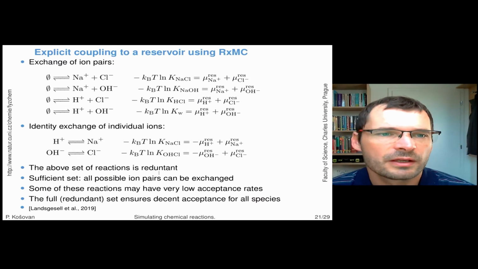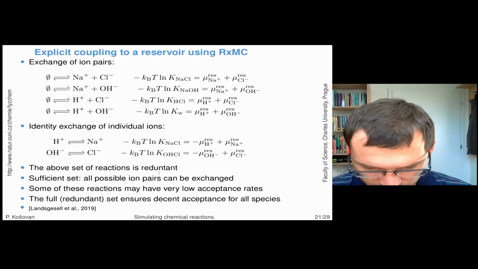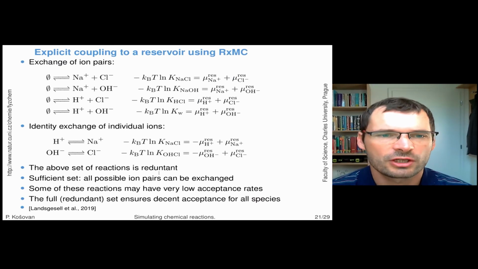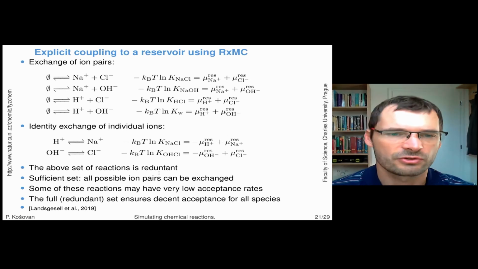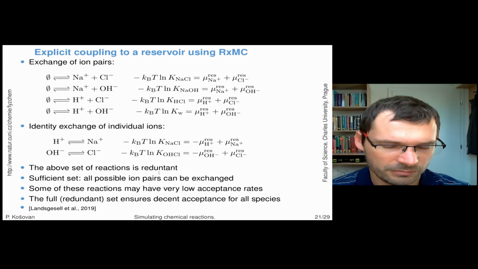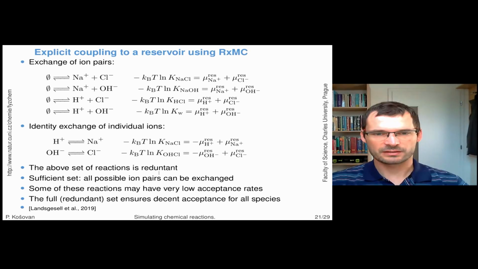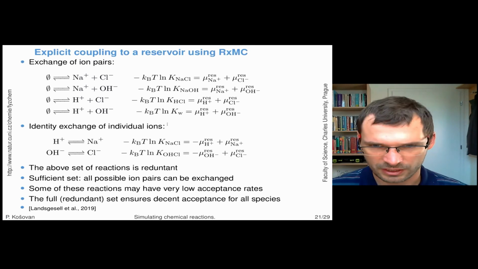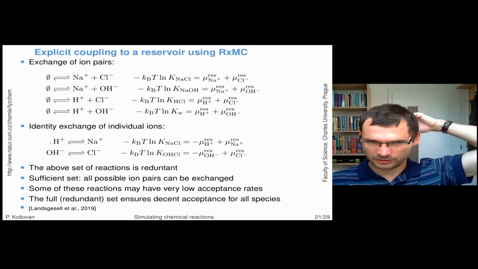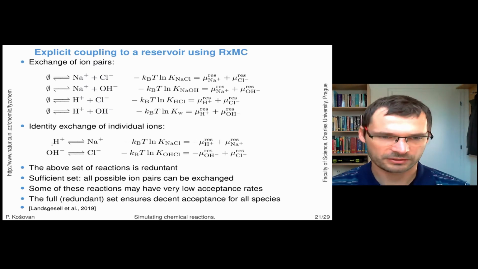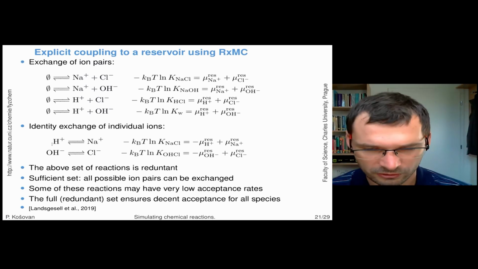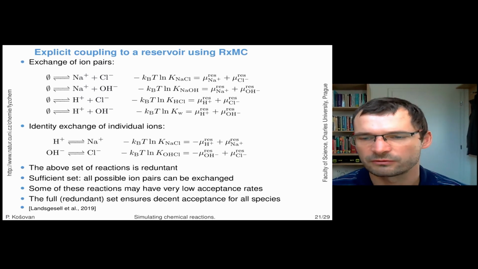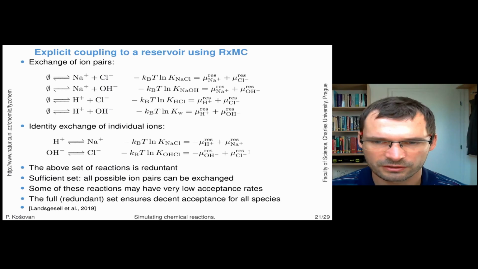Thus, we can explicitly couple our simulation to a reservoir with which it can exchange ions by using those 4 exchange reactions for ion pairs. And I can supplement them by the identity exchange of individual ions based on the same rule, where I exchange H+ for sodium or OH- for chloride. And again, the equilibrium constants follow from the values of the chemical potentials of these ions in the reservoir.